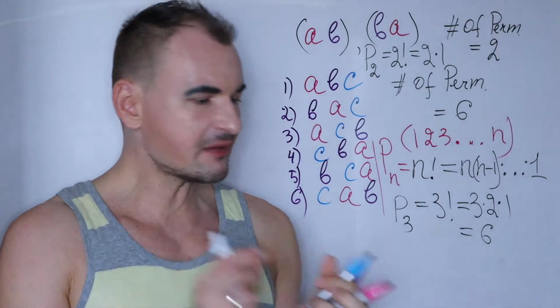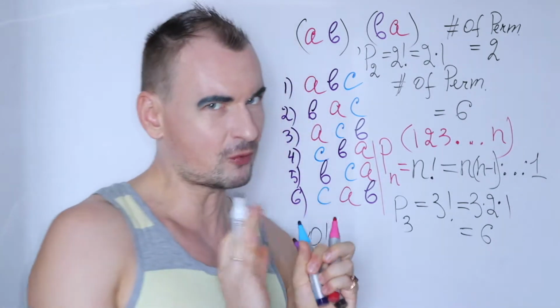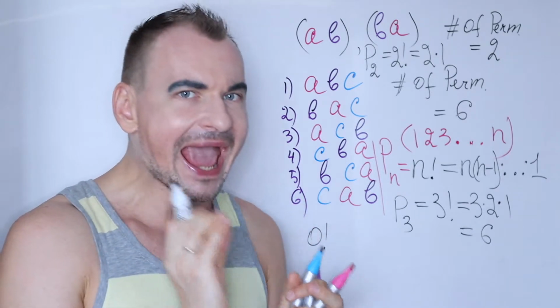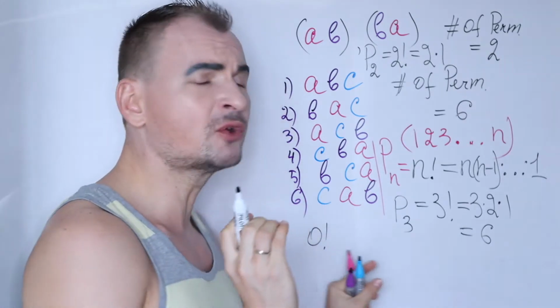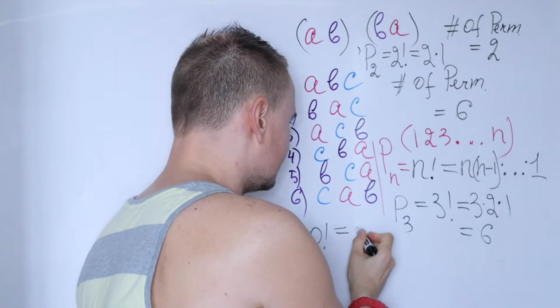Alright, now, as a quick remark, sometimes when you do calculations, 0 factorial might come up, and 0 factorial is defined to be 1.